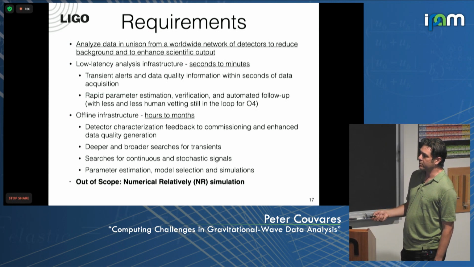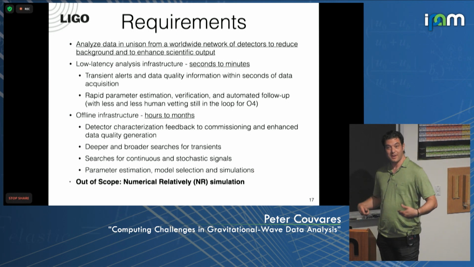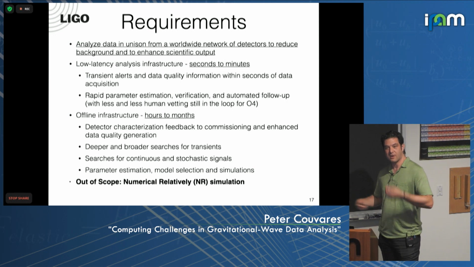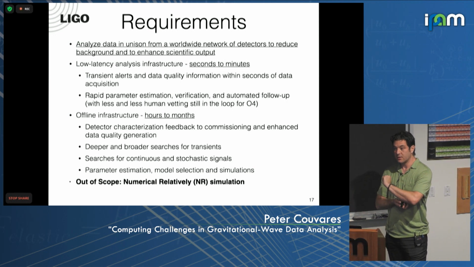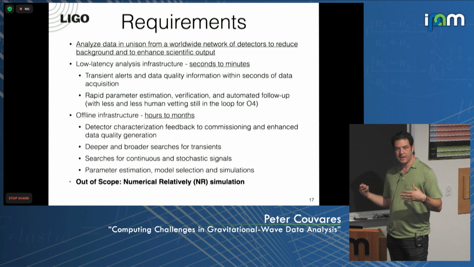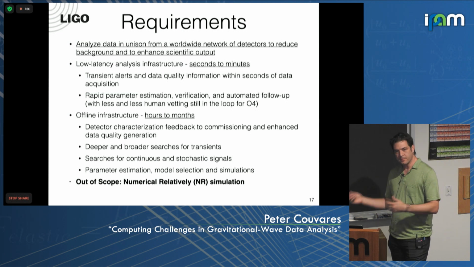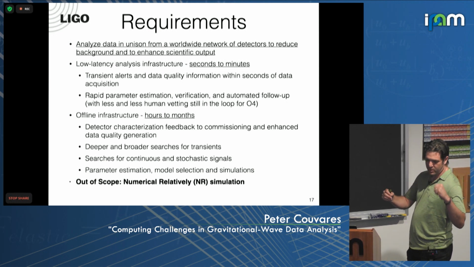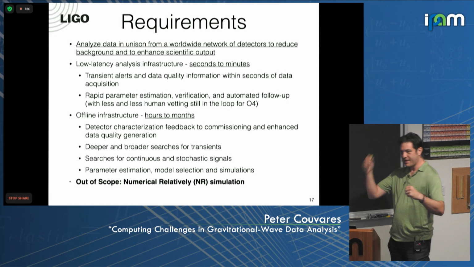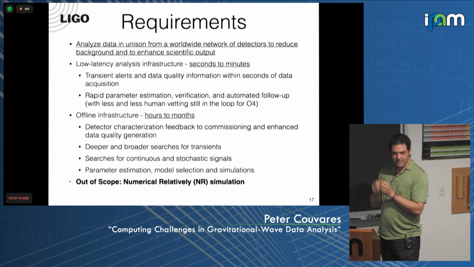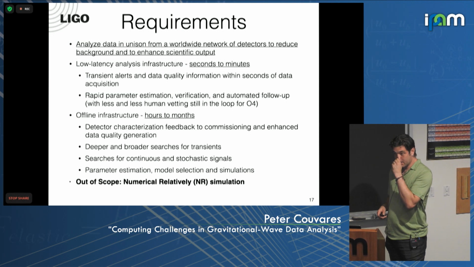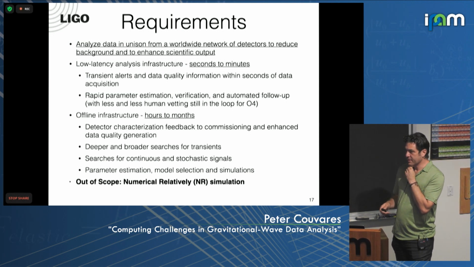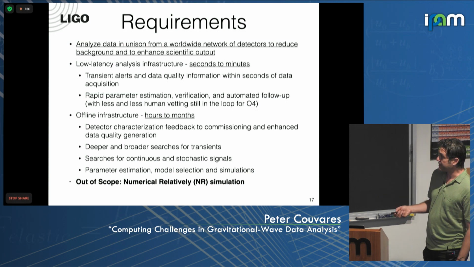Notably out of scope for LIGO and Virgo computing is numerical relativity simulation. We use NR waveforms to test our template banks, et cetera, but LIGO doesn't organize or do the computing to actually do those simulations. Groups do that on their own and then collaborate with us. And before O1, the line between what's NR computing and what's LIGO computing was bright and clear, and it's getting blurrier over time as we have more and more NR people in the collaboration. But the computing needed to do those big simulations is not part of what we do.